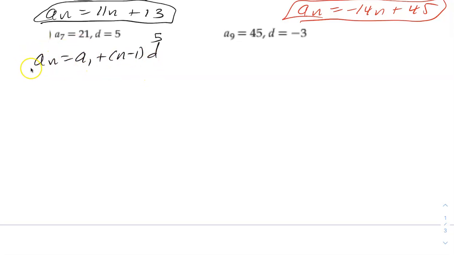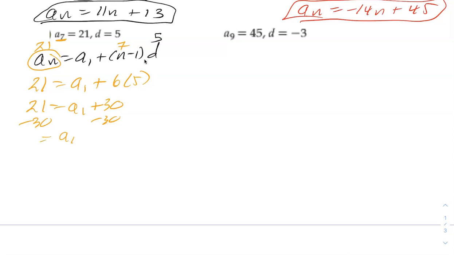Well, you plug in what you have into this equation. Anytime you're missing something, you go back to this equation and plug in what you have. So what do I have here? This tells me when I plug in 7, the 7th term is 21. That's what a7 means. Plug in 7, get 21. Now look what happens if I rewrite it. 21 equals a1 plus 7 minus 1 is 6 times 5. So I get 21 equals a1 plus 30.